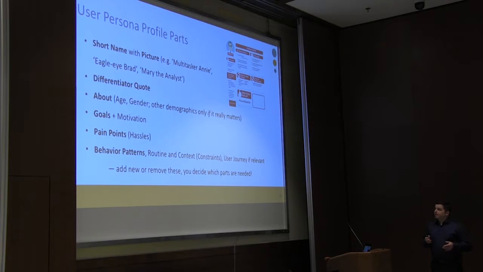This also helps. In the section for more details, you may include the age and gender if this matters for your product, but it doesn't really have to be in your persona profile. You can add more demographics, like what's the job of that person, and many other things like the income, only if this matters for your solution or product. And then the main part is the goals that this persona has, her or his motivation, and pain points. What are the pain points that that person is experiencing daily? And in the end, behavior patterns.